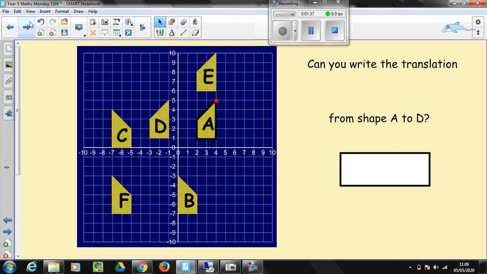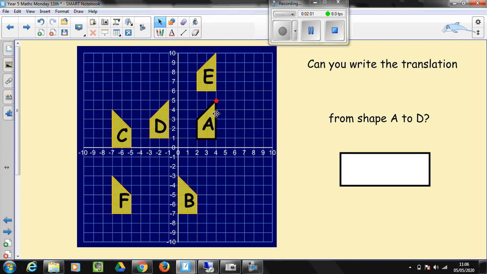We're looking at translation again. The question asks you, can you write the translation from shape A to shape D? Remember, they have to look exactly the same, just slid across for it to be a translation. I like to start by putting a dot on one point. That helps me find the same point again and count each square.